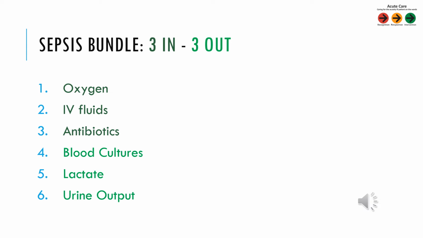We take 3 things out: blood cultures to refine our antibiotic prescriptions, and lactate, which indicates the level of sepsis. A lactate should be less than 2, and anything above that could be indicating sepsis. And also finally, urine output. Urine output should be 0.5 mils per kilogram per hour. If it is less than this, then organ dysfunction is a problem.